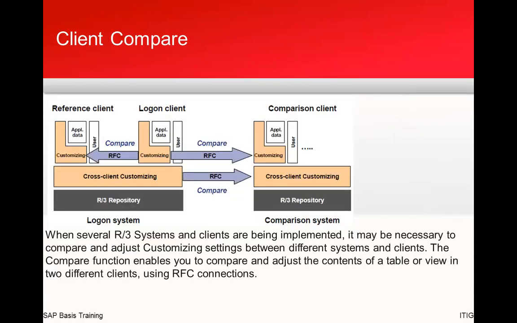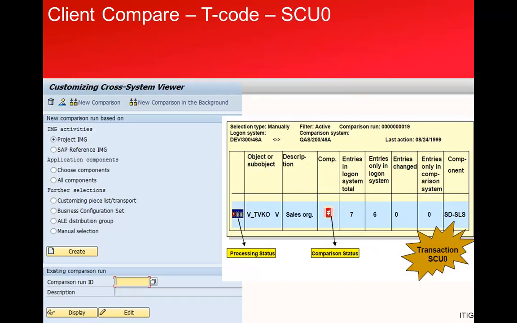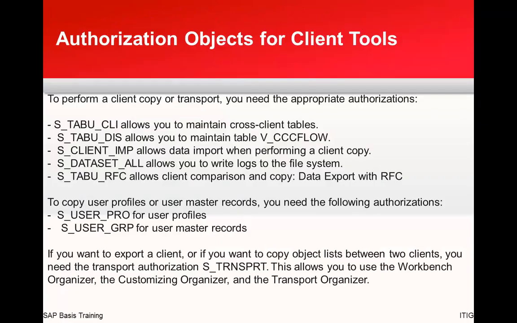Okay, client compare. Basically when you build a new client or you have your dev or QA environment, you can compare what the changes are between this client and another client. You can use a T code called SCU0 for that. It will give you a list of the differences between the two clients.